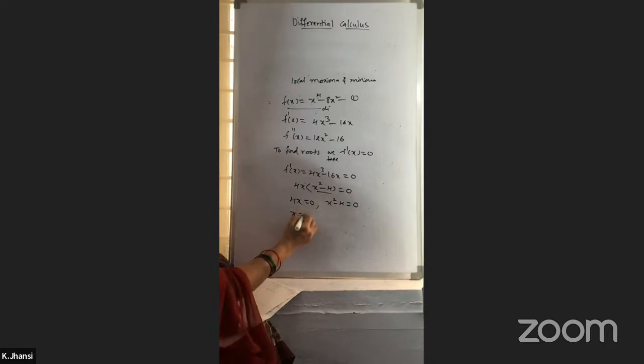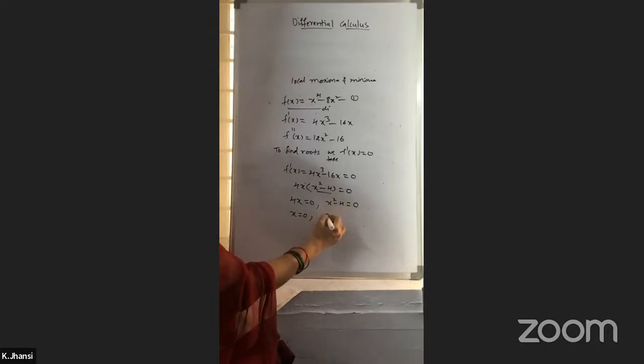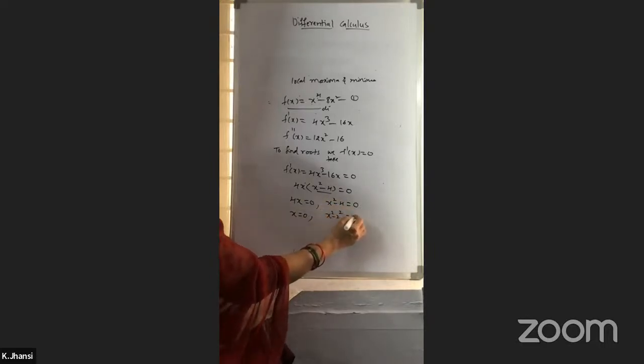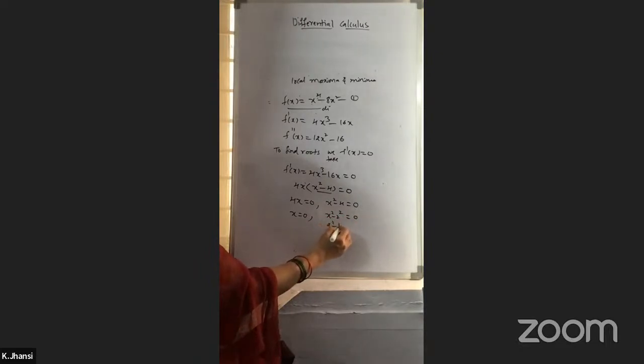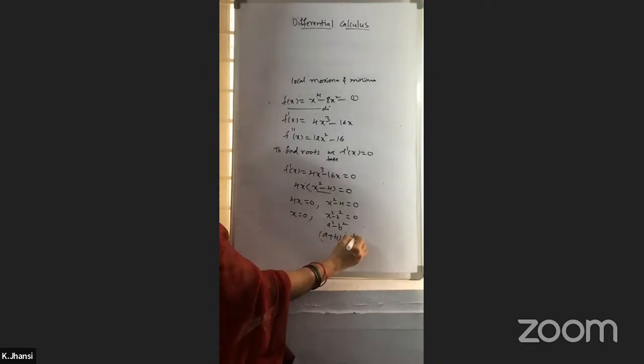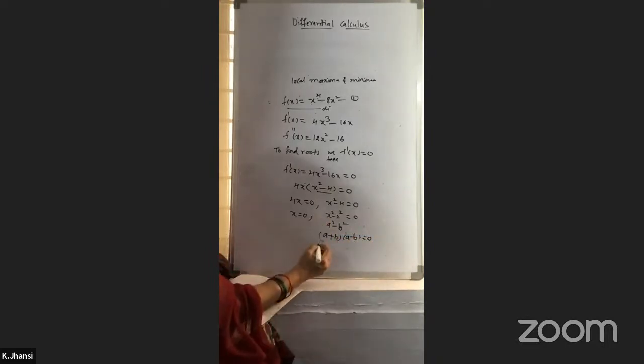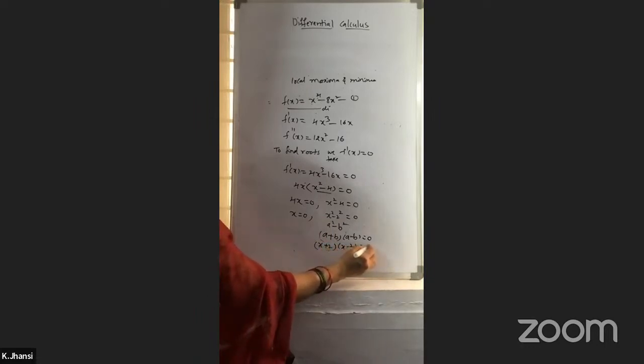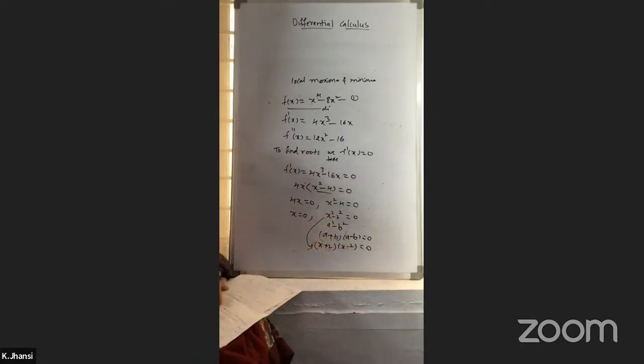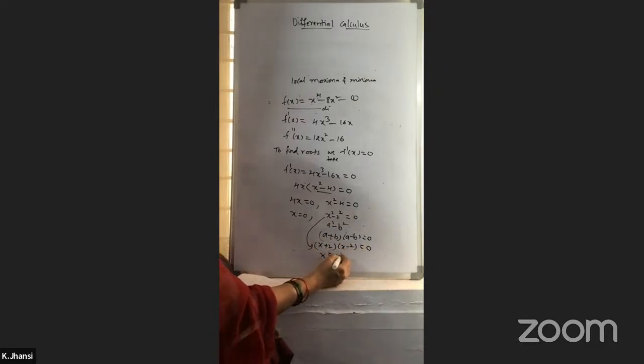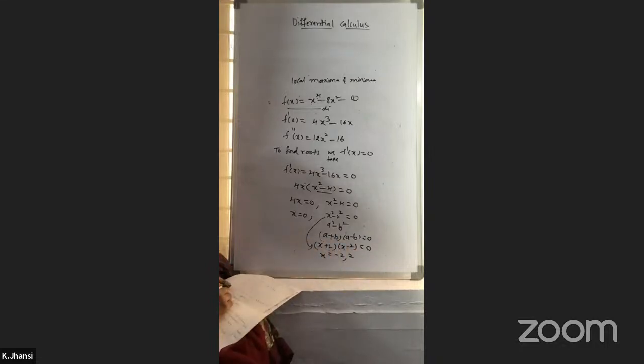From this, we get one root as x equals 0. Here x square minus 4 can be written as x square minus 2 square equals 0. It is in the form of a square minus b square, so a plus b into a minus b equals 0. So you will get x plus 2 into x minus 2 equals 0. If you take this as 0, you will get one x value as minus 2 and another as 2.